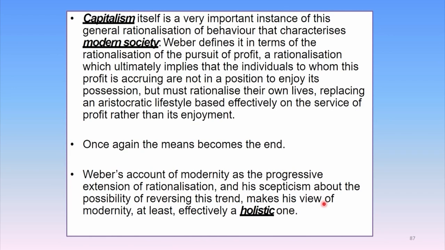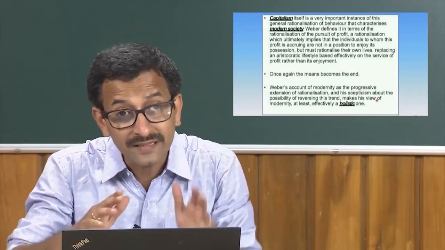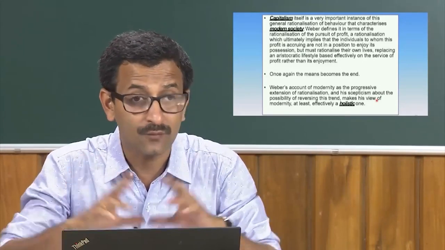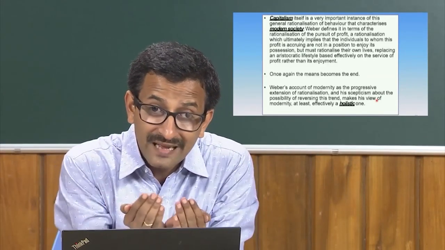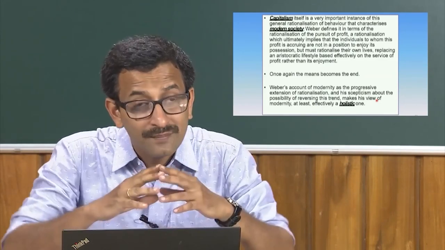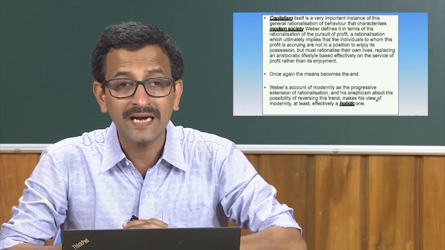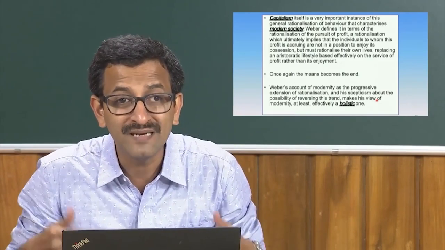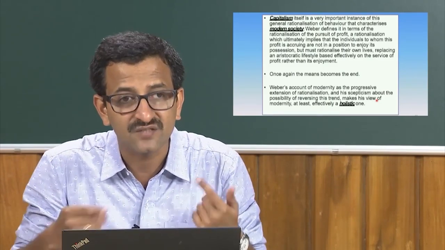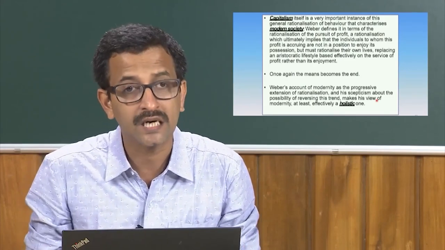Weber's account of modernity as the progressive extension of rationalization, and his skepticism about the possibility of reversing this trend, makes this view of modernity at least effectively a holistic one. In holism or totality, what we discussed, Weber is not a straightforward holist, but through the lens of rationality, Weber's account of modernity as the progressive extension of rationalization and Weber's skepticism about the possibility of reversing this trend makes his view of modernity at least effectively a holistic one.